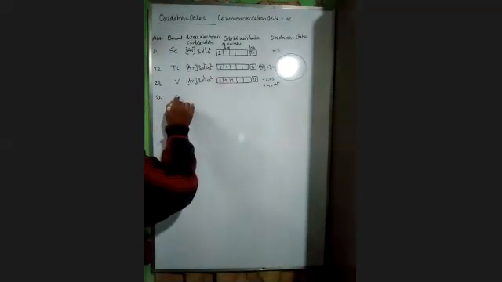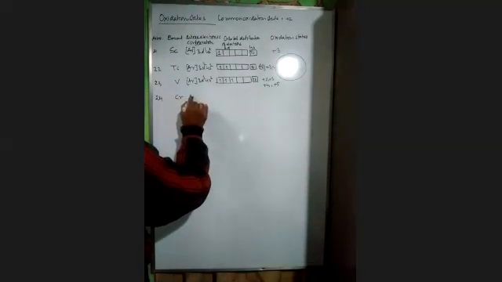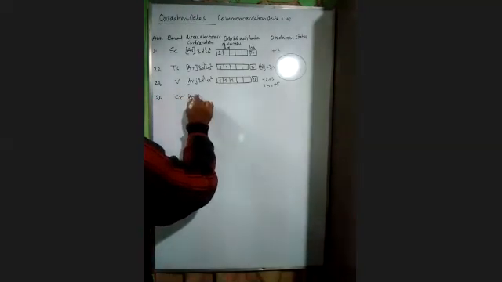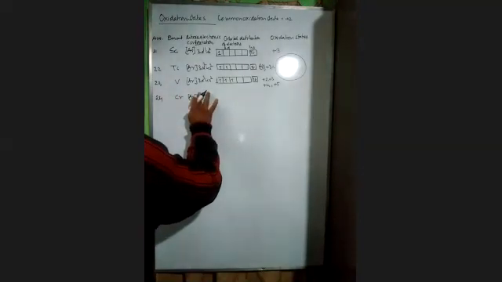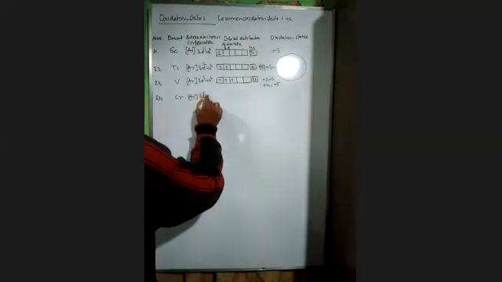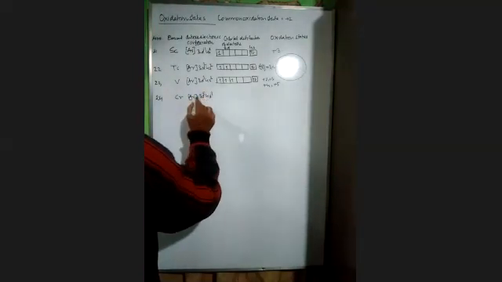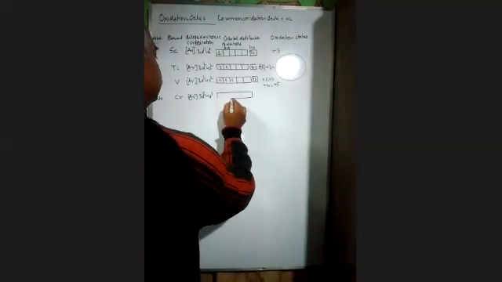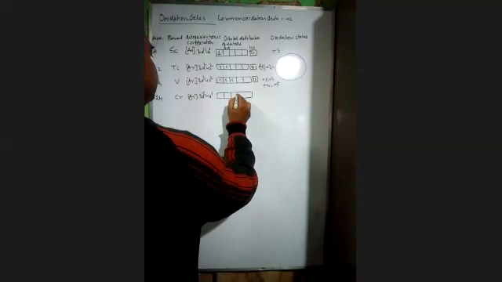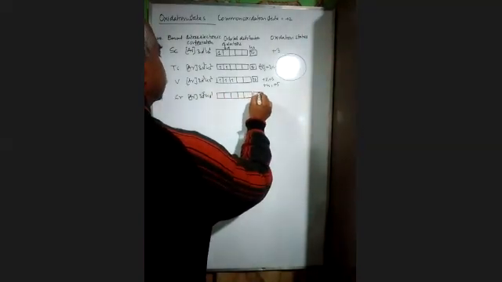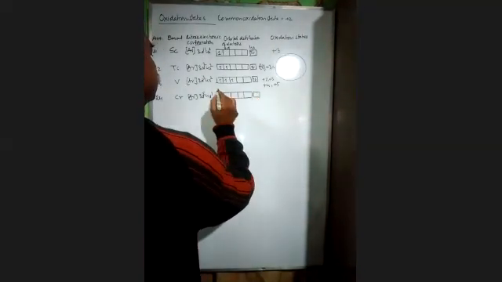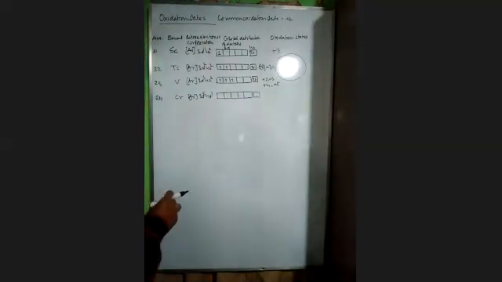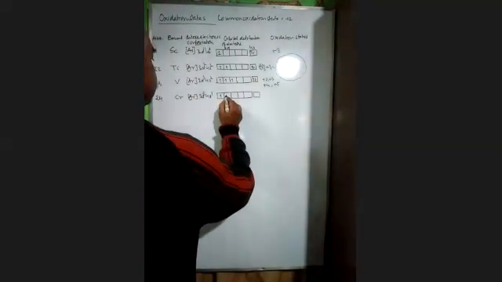Then 24, chromium. You know, it shows an exceptional electronic configuration, 3d5 and 4s1. And you know very well why, because to attain extra stability, it borrows an electron from 4s. But why can it borrow? Because the energy gap between these two is very, very narrow, very small.